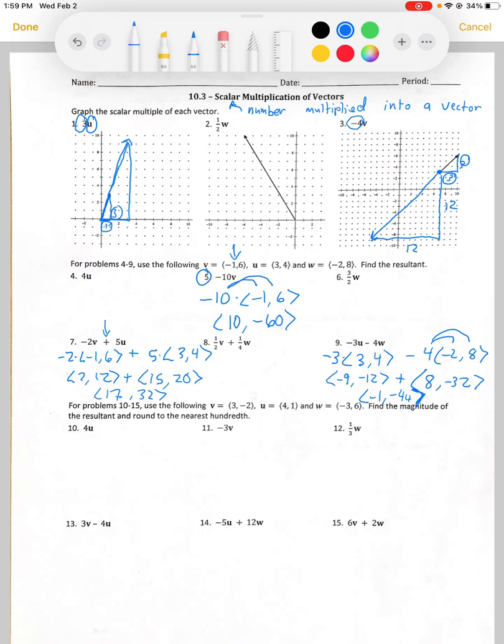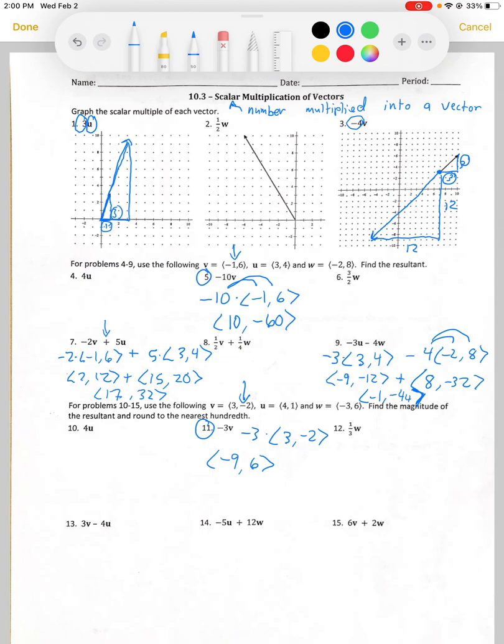Now we need to find the magnitude of our vectors. I'm going to start with number 11. We have negative 3v. Notice we have switched up the vectors. We're not using the ones for 4 through 9. We're using these new vectors right here. V is going to be 3 comma negative 2. So I'm going to write it with kind of the not the crunchy notation. Negative 3 times 3, negative 2 for emphasis. And then we multiply that through. We're going to end up with negative 9 comma 6.